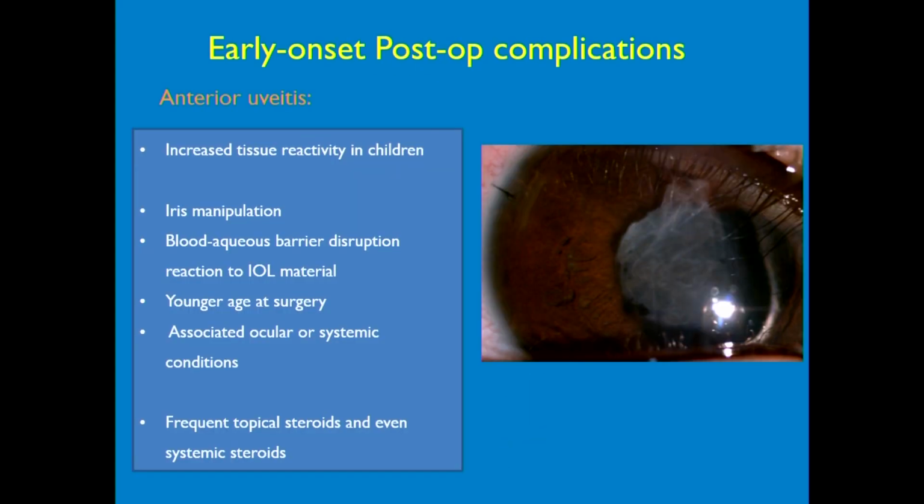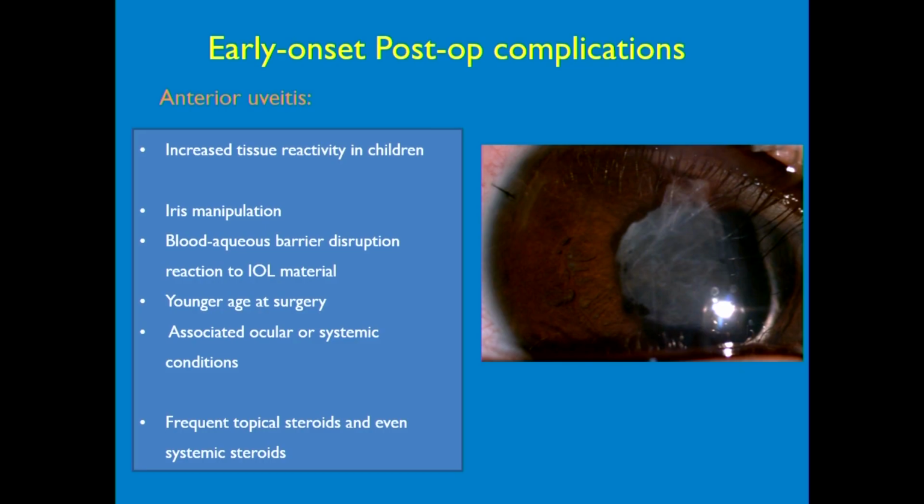Coming to the first one, anterior uveitis. We saw in the first slide how the anatomy of a child's eye is unique. So it is also with tissue reactivity. Children's eyes are more reactive when compared to adults. Also, there is some manipulation that happens during surgery. There can be blood aqueous barrier disruption. There could be a reaction to the IOL material. The younger the age of surgery, the more the chances of inflammation.